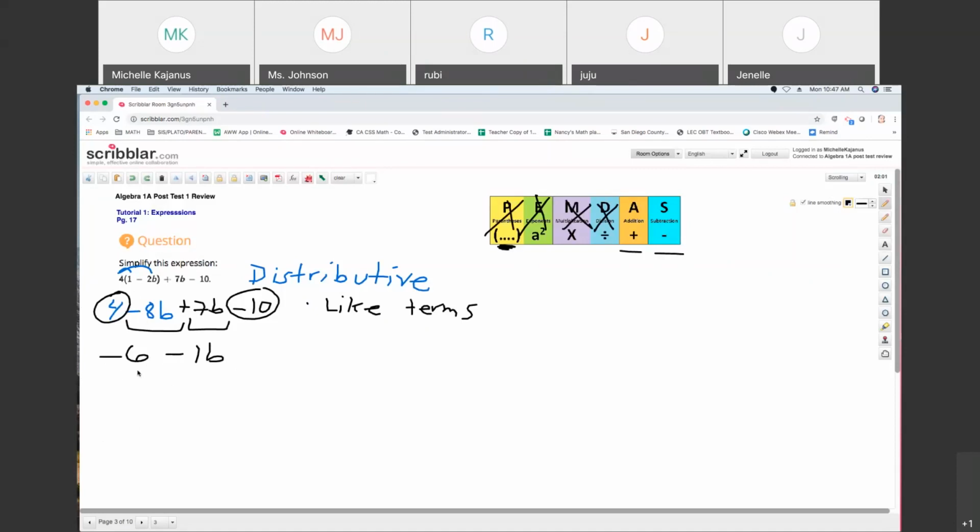Now I have a number and a term with a variable. I can't do anything else to them. I can't combine them, so that's it. I'm done. -6 plus 1b. I'm going to make it a capital B because it kind of looks like a 16.